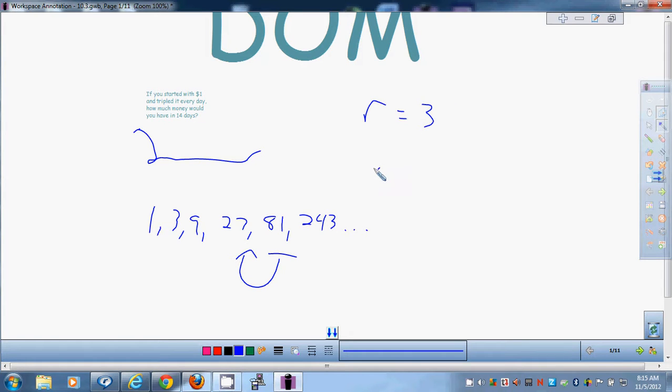R can be a fraction if it's getting smaller. For instance, if this was going in reverse order, R would be 1/3, getting smaller. And it can also be negative, alternating signs. All of that is possible.